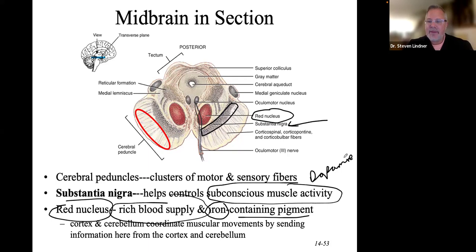When people have a dopamine deficiency, like in Parkinson's disease, they have very tight, rigid muscles. It's the substantia nigra that's responsible for releasing dopamine. But if there's a dopamine deficiency issue or damage in the substantia nigra, there's going to be a lot of issues with muscle control and muscle activity.